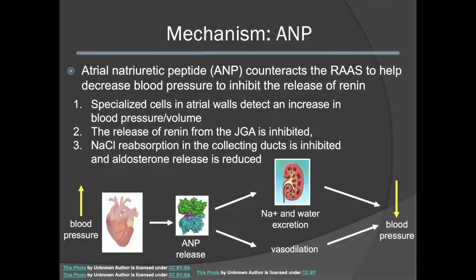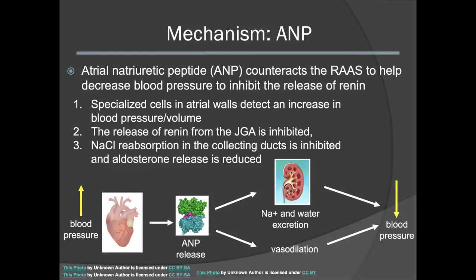We're now going to take a look at the last pathway, the ANP pathway, or atrial natriuretic peptide pathway. This pathway directly counteracts RAS to help decrease blood pressure and to also inhibit the release of renin. Specialized cells in the atrial walls of the heart will detect any increase in blood pressure or volume outside of the normal range. This will then cause the release of ANP.